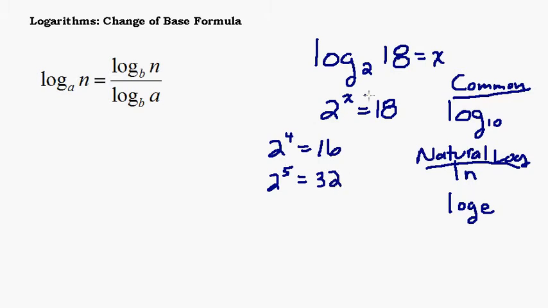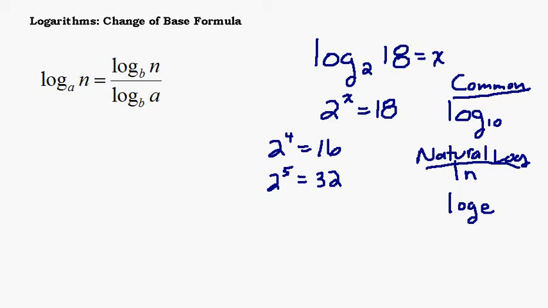So 2 to what power is 18 is going to be a little bit bigger than 4. I could punch into my calculator 2 to the 4.1 or 2 to the 4.2 and just go from there and see if I can estimate it. That would be a good way to come up with a close estimate. But to get the exact answer, we have to change our base 2 to a different base that we can plug into our calculator, and that's what the change of base formula does for us. So we know that it's going to be a little bit bigger than 4.